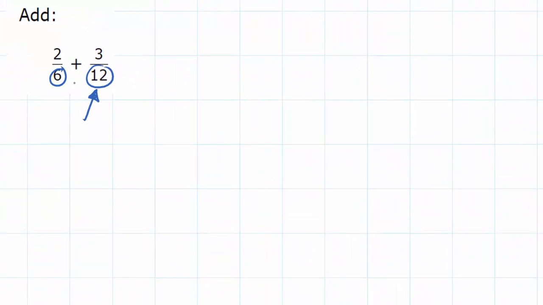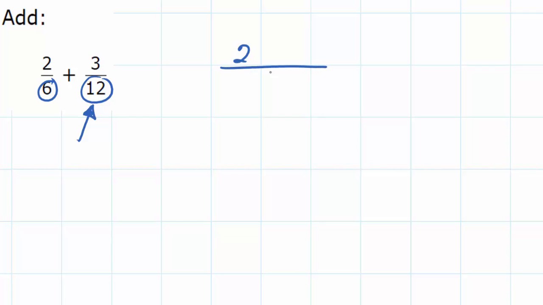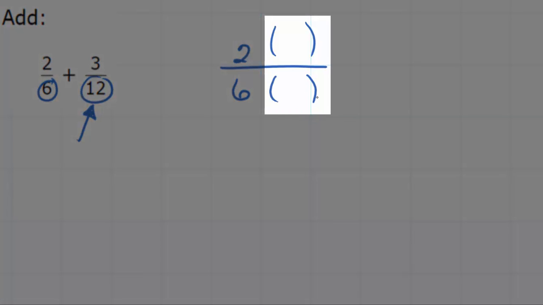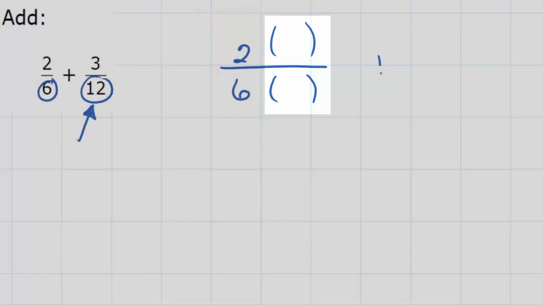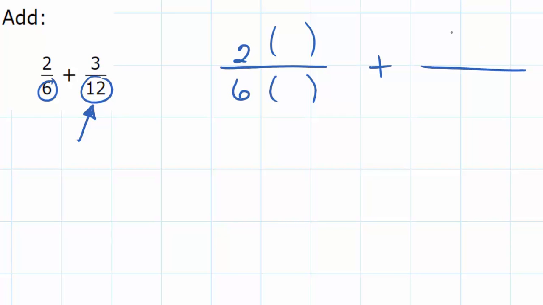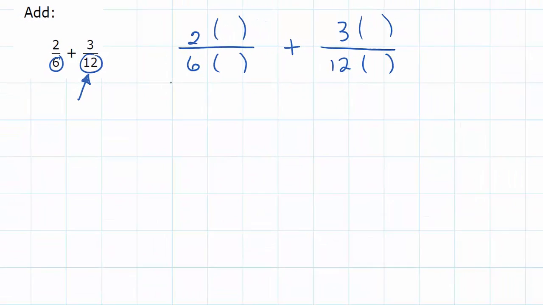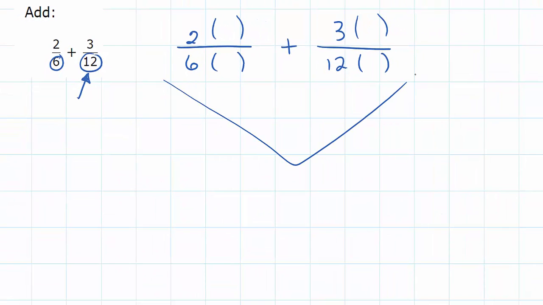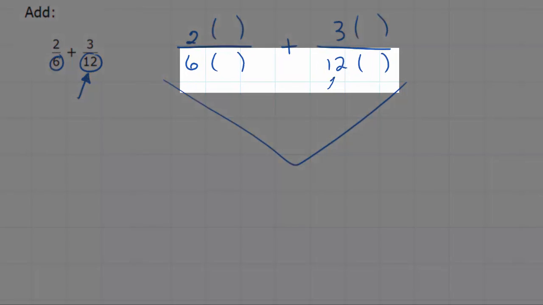So what we're going to do is I'm going to take my fraction of 2 sixths, and this is what I mean by extending my fraction line. And that allows me to put some parentheses here to show that we're going to multiply both the numerator and the denominator by something. I'm going to take 3 twelfths, extend the fraction line, and multiply both the numerator and the denominator by something there as well. Okay, we want to get the common denominator of 12.